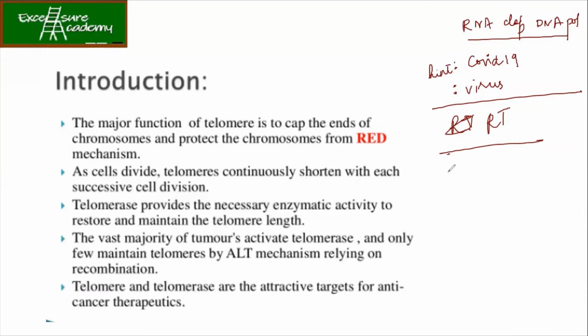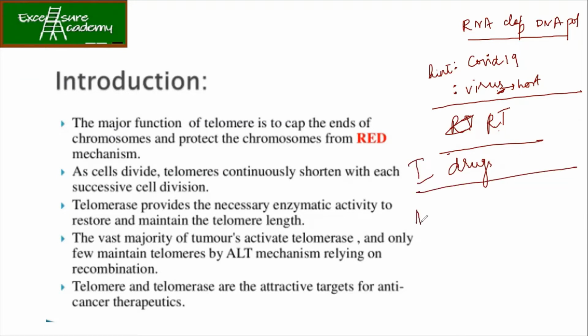Now you can make drugs, which are already in the market, against the reverse transcriptase activity of the enzyme. We know that a virus enters the host cell and finally needs reverse transcriptase so that it can integrate its RNA into the host genome. So the similar molecule which targets the virus can also be used against telomerase. This is one way of making the drug.